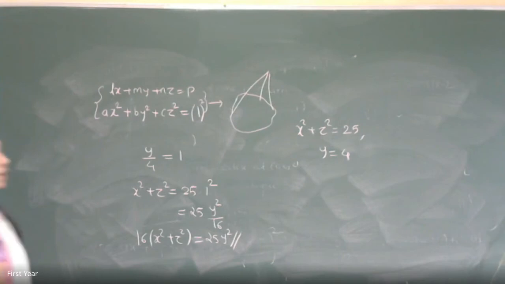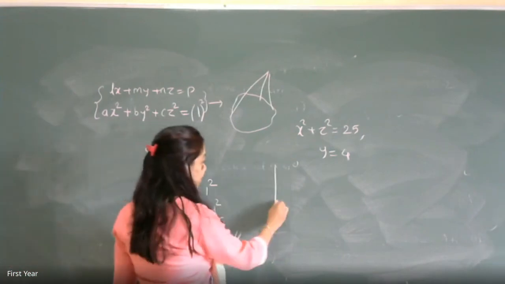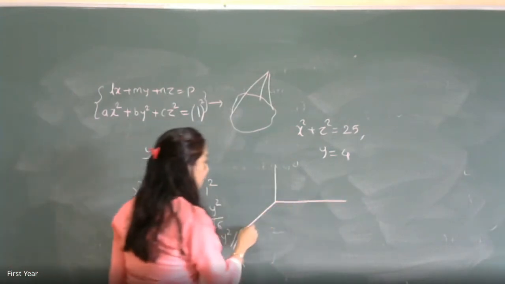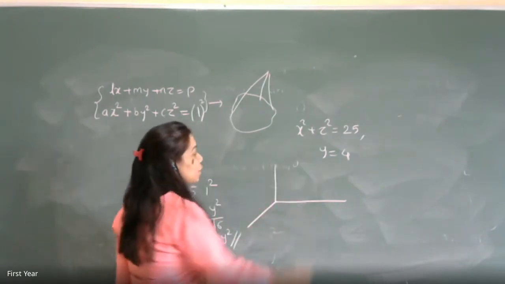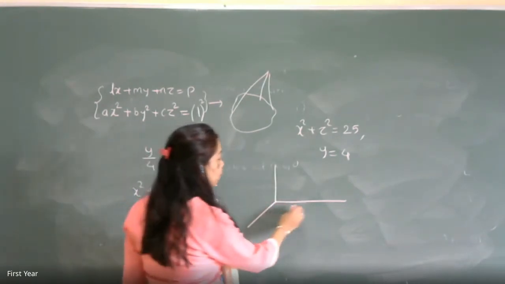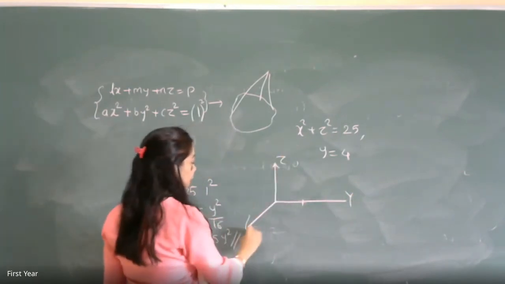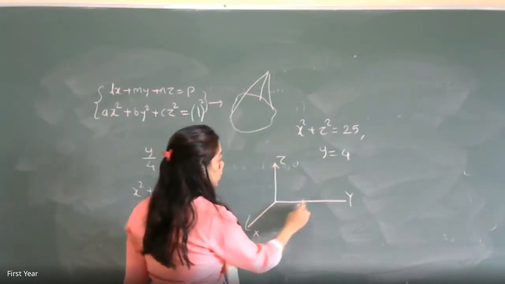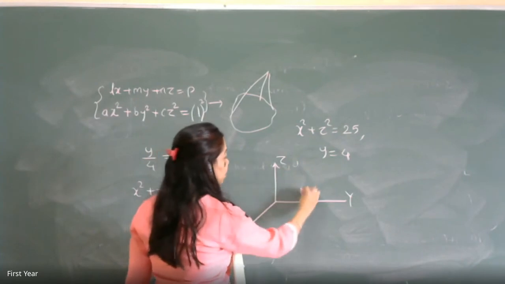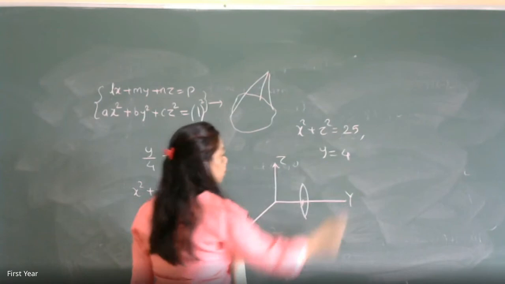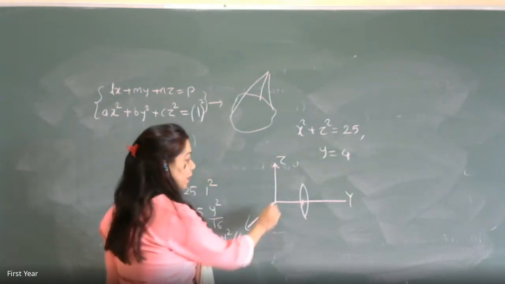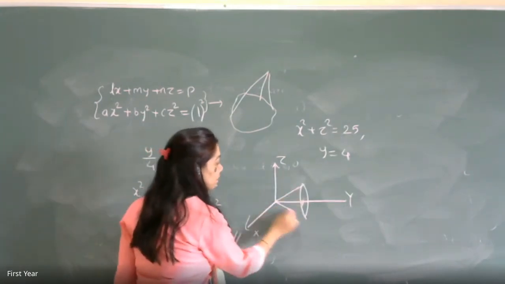Now tell me what is the semi-vertical angle. x square plus z square is equal to 25, y is equal to 4. So this is your y-axis, this is your z-axis and this is your x-axis. So y is equal to 4 in this. That circle will be in this plane. Can you see that? x square plus z square is equal to 25. And your cone will be like this.